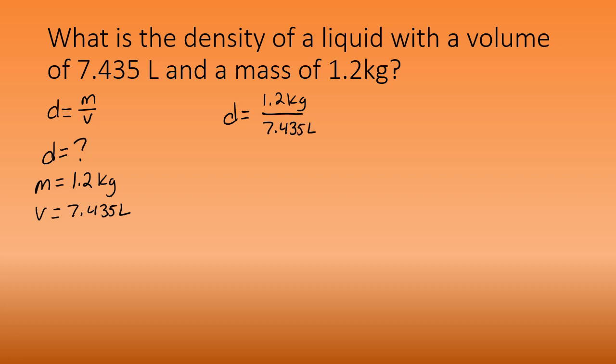So if we set up our formula, density equals the mass, 1.2 kilograms, divided by the volume, 7.435 liters. If we divide that out, the density becomes 1.2 divided by 7.435 equals 0.16. And our units is going to be kilograms per liter.